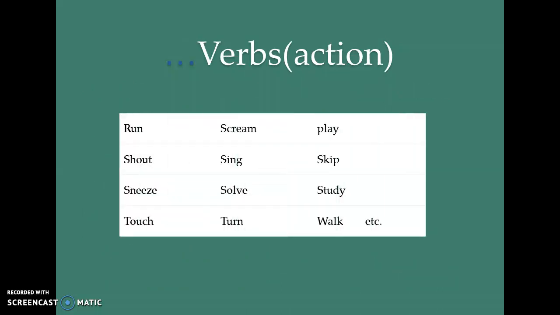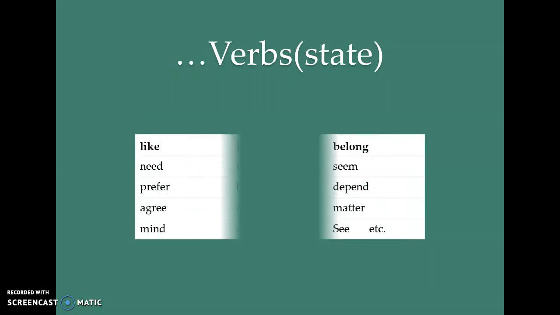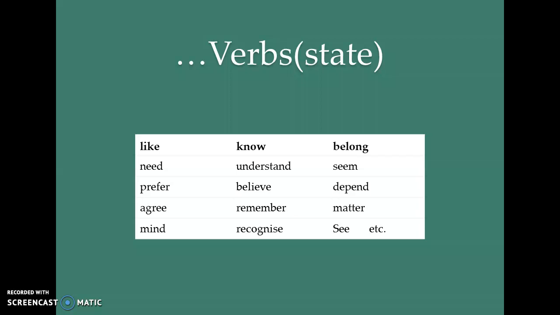Here are some action verbs in front of you: run, scream, play, shout, sing, skip, sneeze, solve, study, touch, turn, walk, etc. You can see some state verbs now, like know, belong, need, understand, seem, prefer, believe, depend, etc. Remember that the verbs that show the state cannot be used in ing form or in the continuous form.